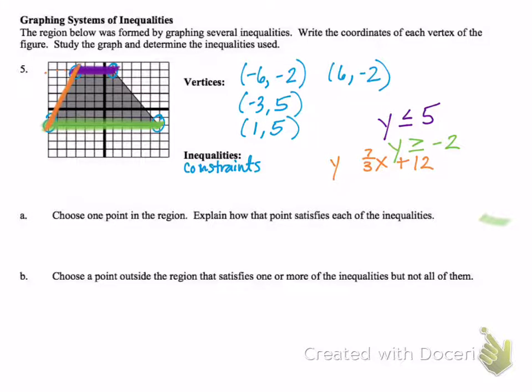Now I need to decide, is it a less than or is it a greater than? Now I can test the point 0, 0. So if I have 0 and 12, so 0 on the left and 12 on the right, which inequality is going to make that statement true? Less or greater? Less than, yes, less than or equal to. So I'm going to put a less than or equal to here.